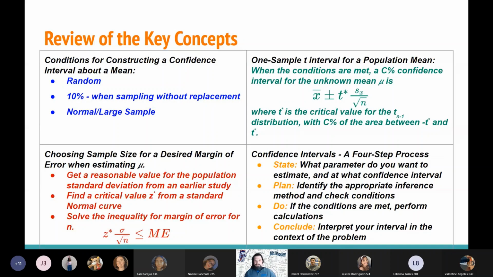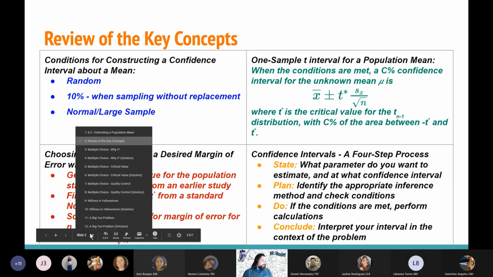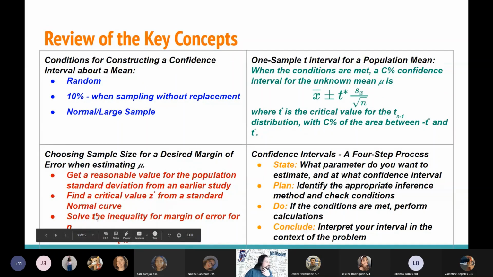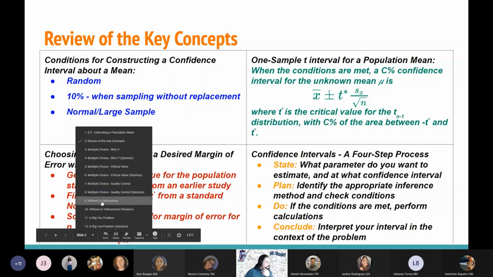Anything I can clarify, or does anyone need a moment to write any of this down? And so again, this is what you need. And now let's just go to this problem.